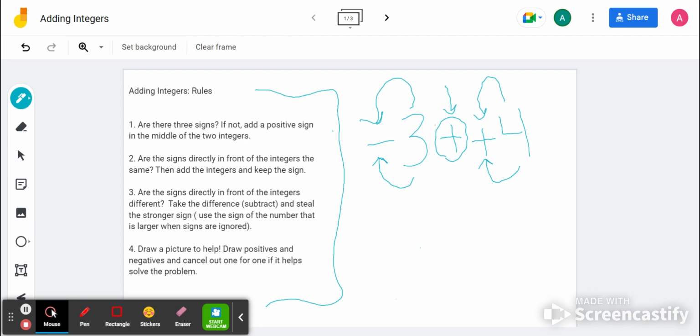So it doesn't really matter which way we subtract here, but we're going to do 4, because that is larger in terms of absolute value, minus 3, and we get 1. So different signs, take the difference. Steal the stronger sign means that the number that is further away from 0, or bigger if you ignore the sign, is the sign that we're going to take. So 4 is pulling us further positive. It is larger than 3, so we're going to steal the sign from 4, and it is going to be plus 1. If you ever get confused, you can draw a picture to help.